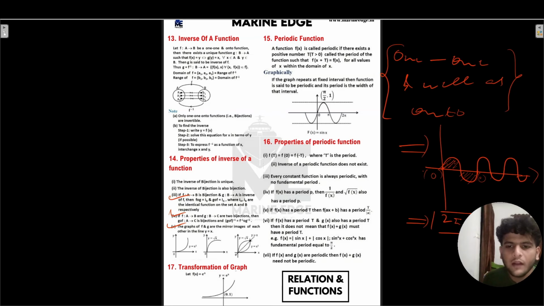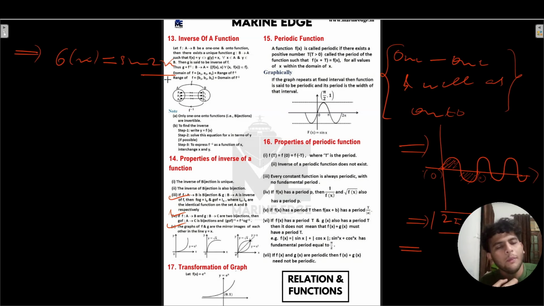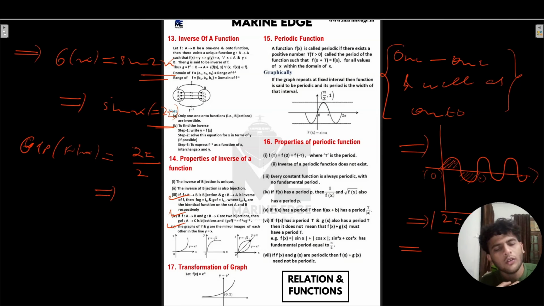If f(x) has a period p, then 1 upon f(x) and root f(x) also have a period p. If f(x) has a period T, then f(ax plus b) has a period T upon a. So let us say you have an example of f(x) equal to sin 2x, and the period of sin x is what? It is 2 pi. So in order to find the period of f(x), it will be 2 pi divided by 2. So this is pi.